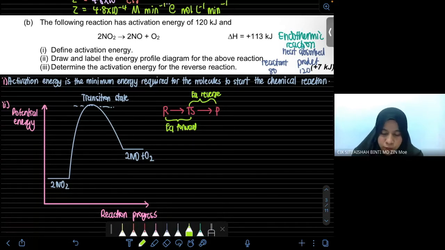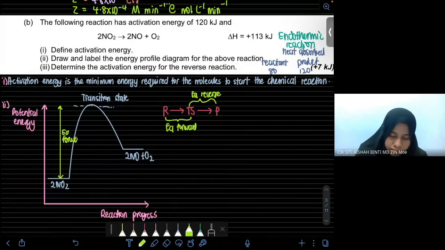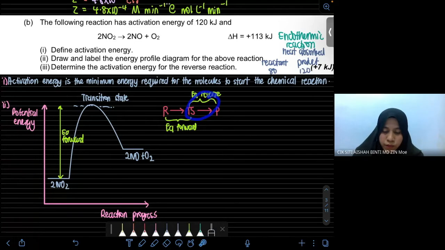Okay. So, what should we do next? First, reactant to transition state. So reactant to transition state, here is our EA forward. And reverse is from product to transition state. So here is the activation energy reverse. And last but not least, what we should label is our delta H itself. Delta H is between our product and our reactant. So I'm just going to write it down here: delta H is product minus reactant.